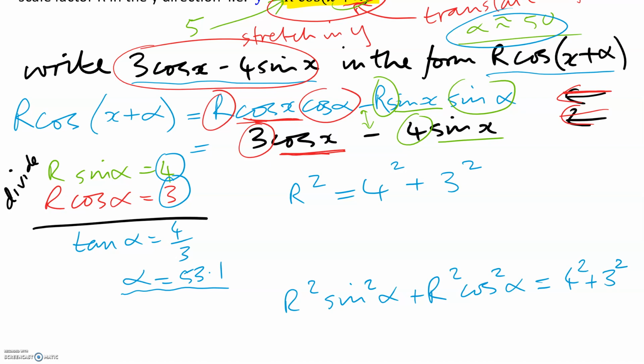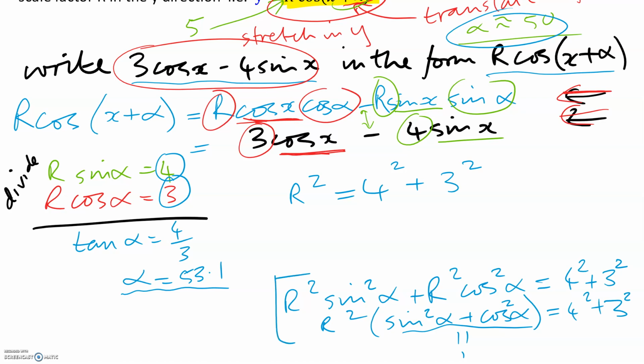and this would factorize to give you sine squared alpha plus cos squared alpha. This all equals 1, as you know. So then r squared is 4 squared plus 3 squared, as I wrote above. Now you don't need to worry about this. You certainly don't need to write that down every single time, but that's the reason this works.